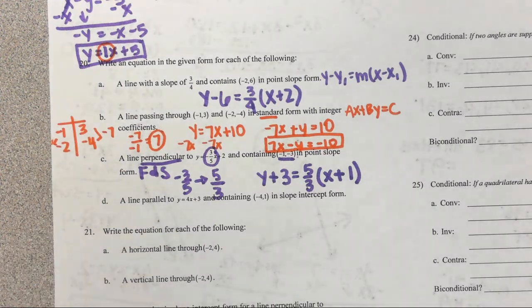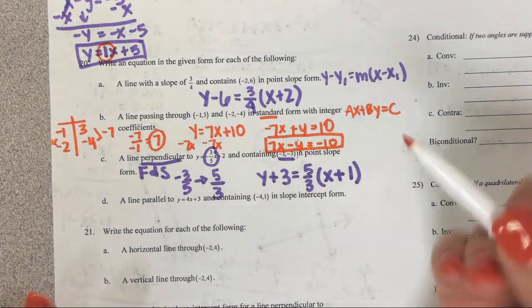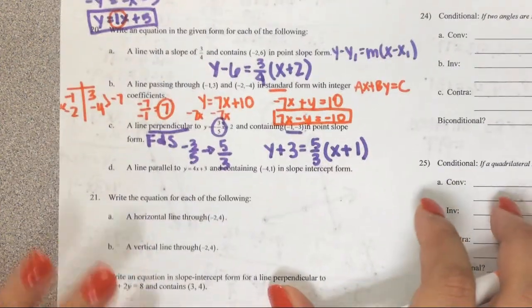Alright, next one says a line parallel to 4x plus 3, and it contains that point, but this time it wants it in slope intercept. So parallel means same slope.